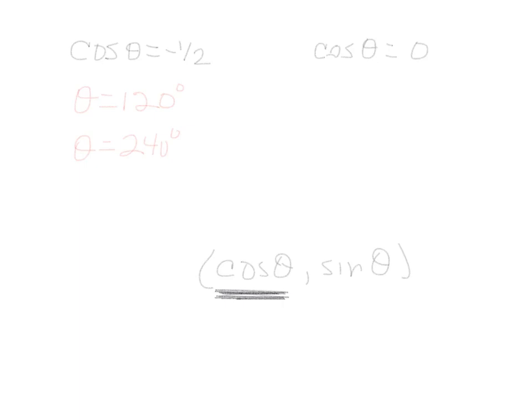Okay, for the second problem, cosine theta equals 0. So again, we are looking for our cosine, our x-coordinate. Where is the x-coordinate 0? And you can see that's going to happen at 90 degrees. Is there a second place where this one will happen? The x-coordinate being 0, and it happens down at 270 degrees. Okay, let's try one more.